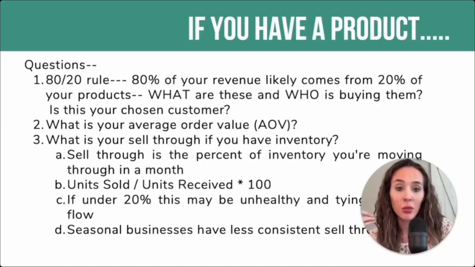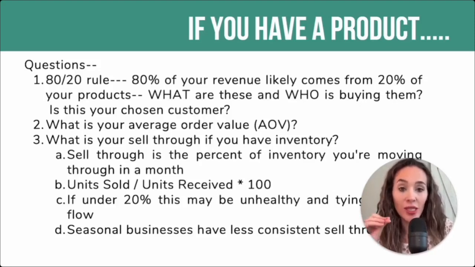80% of the blank comes from 20% of the blank. So in this case, 80% of your revenue likely comes from 20% of your products. I want you to figure out what those products are first, and most importantly, who is buying them. So who is providing 80% of your revenue to you? What are those products and who are the people buying them? We need to identify this person because they're giving you the majority of your income on Etsy. So we need to identify what they're wanting from you, what they're getting from you, and who they are.